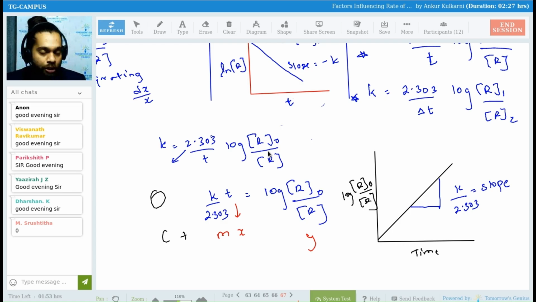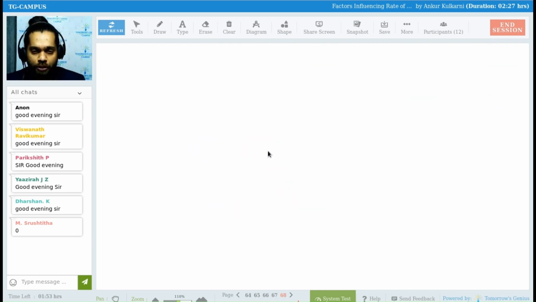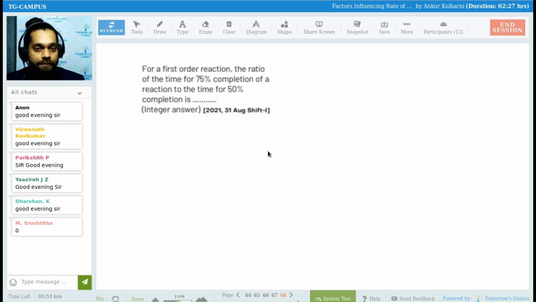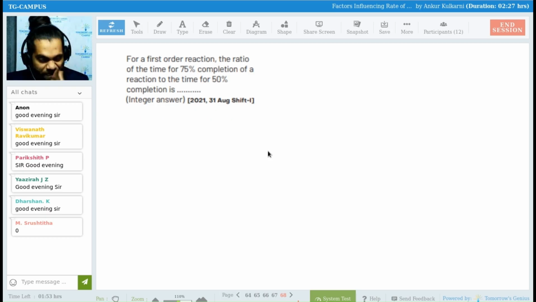Okay, should we do a numerical on this? Chalo, let us do a JEE numerical on this. Generally, everyone, integer type numerical will come. Hope it is visible, everyone. A little bit lengthy numerical but easy.